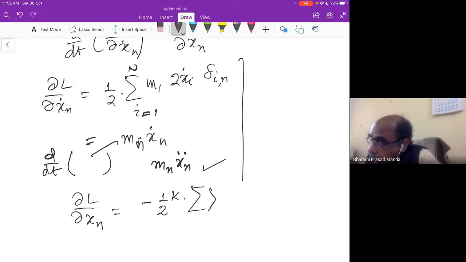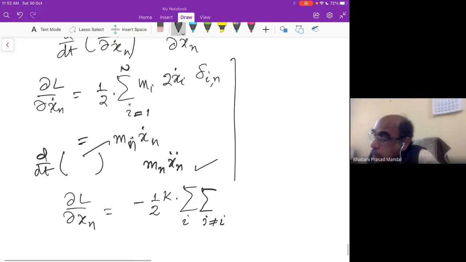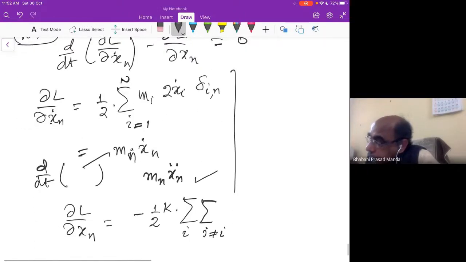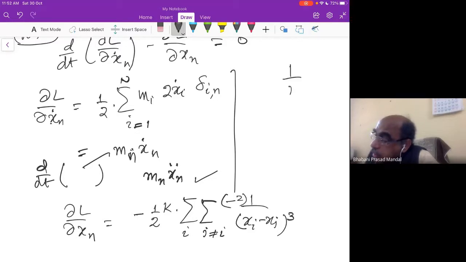Then there are two sums. Remember, one sum is i, another sum j, which is not equal to i. There are two sums, which I wrote as a single sum, but you understand that. So 1 over (x_i minus x_j) square. So minus 2 times cube. 1 over x square derivative is minus 2 by x cube. So minus 2 by this.